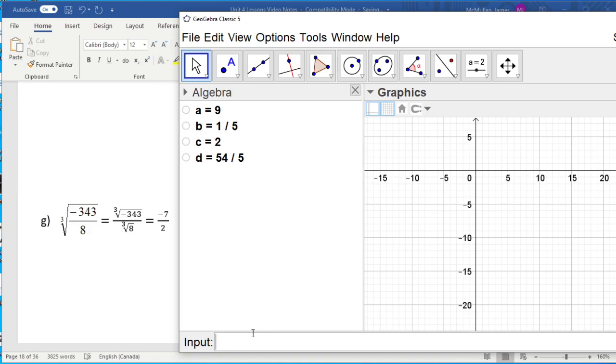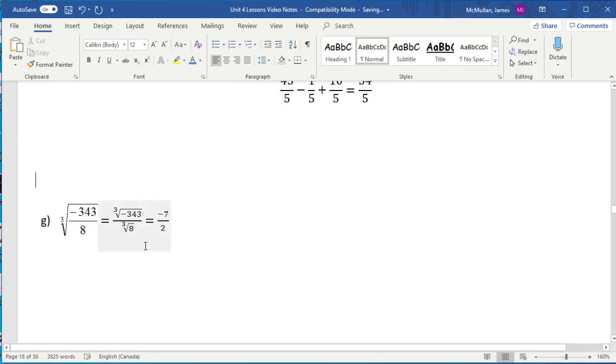So if we take negative 343 over 8, and then raise it to the power of 1/3, we get negative 7 over 2. So just to recognize, 7 times 7 times 7 is 343, and if the 3 7s are negative, then the answer would be negative.